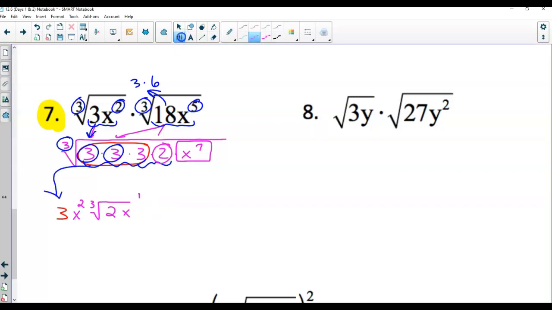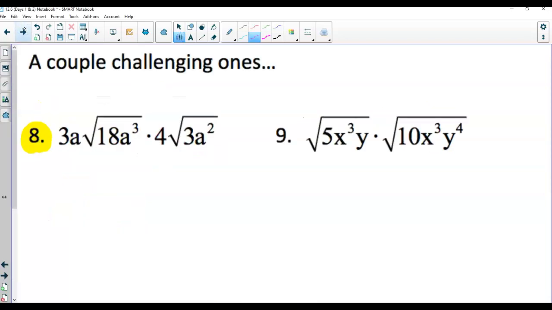And that last x can't break out of jail because he's not coming with a set of 3. All right? So that is how we multiply. That's our multiplication property. And then let's try a couple of challenging ones here yet.